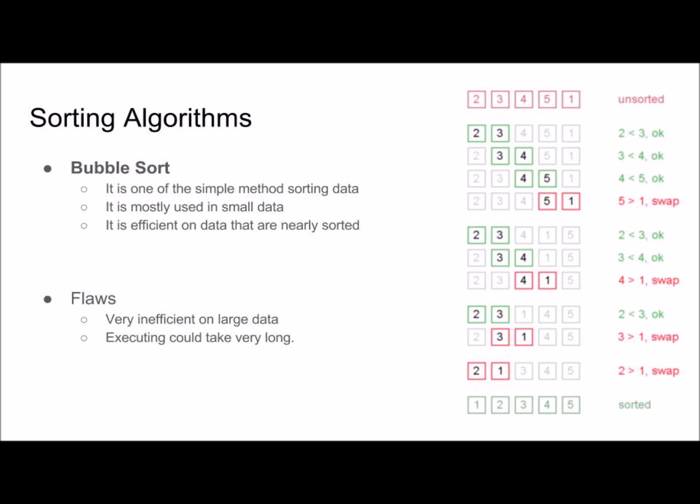The main flaw of bubble sort is that it will take very long to process large data. As we saw, bubble sort works by comparing each element, so we can assume that it will take a very long time.